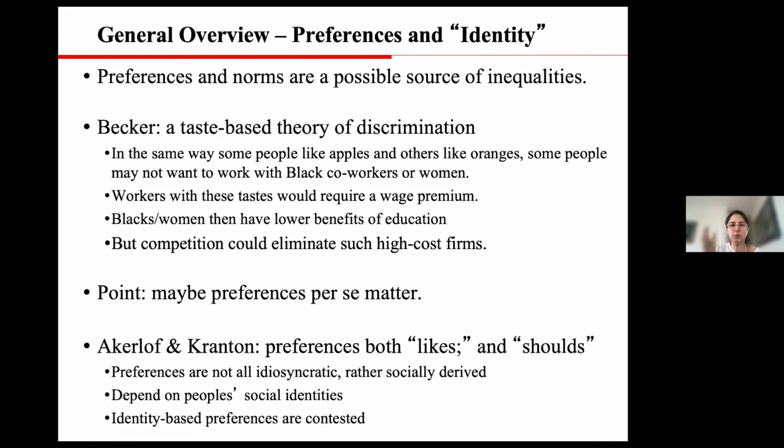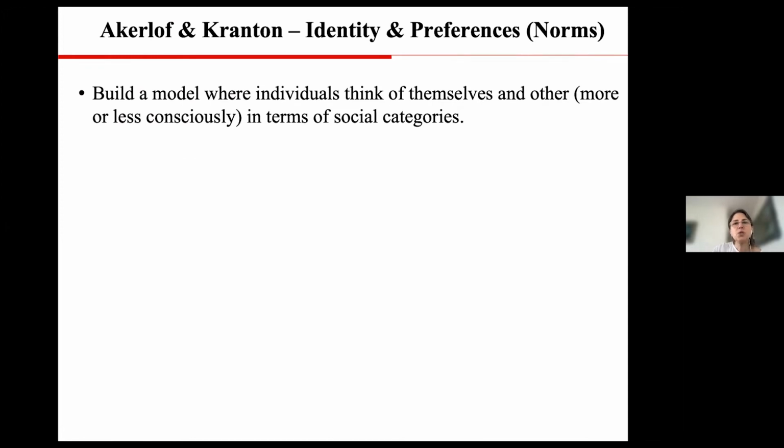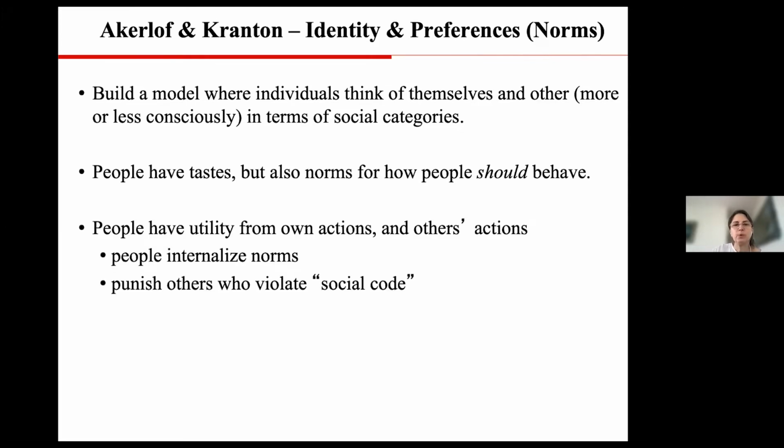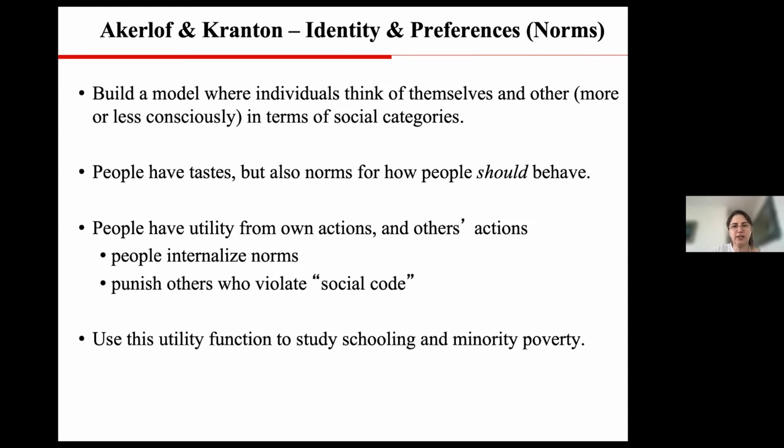We're taught whether or not it's appropriate to be making certain purchases, right? And those preferences will depend on people's social identities. And these, again, as I said before, these identity-based preferences are not neutral, they are contested. So we're trying to build a model where individuals think of themselves and others, more or less consciously, in terms of social categories. So again, people have tastes, but also norms about how people should behave. So people will have a utility from their own actions and other actions. People internalize this norm and they may punish people who violate the social code.